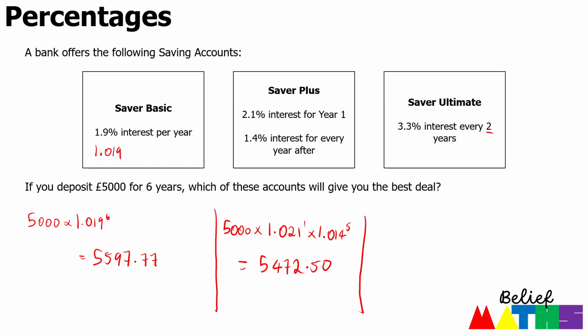So we'll talk about that in a minute. So we get £5,000 multiplied by our multiplier, 1.033. And instead of being to the power of 6 for 6 years, because it's every 2 years, that only happens 3 times. So be careful that you get that number right. So it's how many times we do that. And that gives us an answer of £5,511.51. So then the answer, which is the best deal, is the Saver Basic, because it gives us the most amount of money at the end.